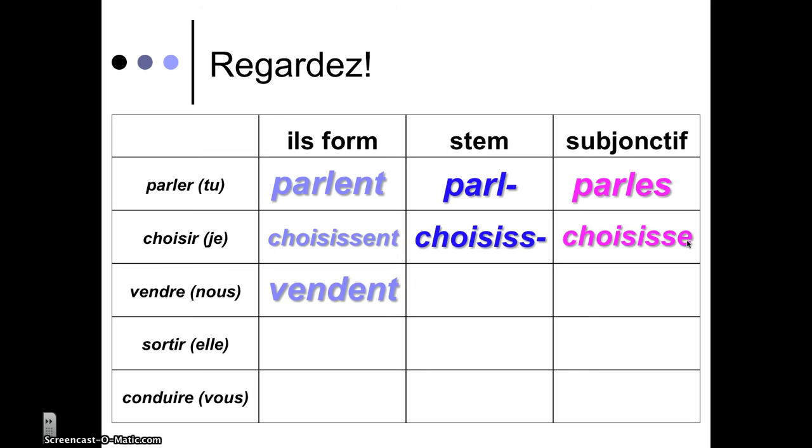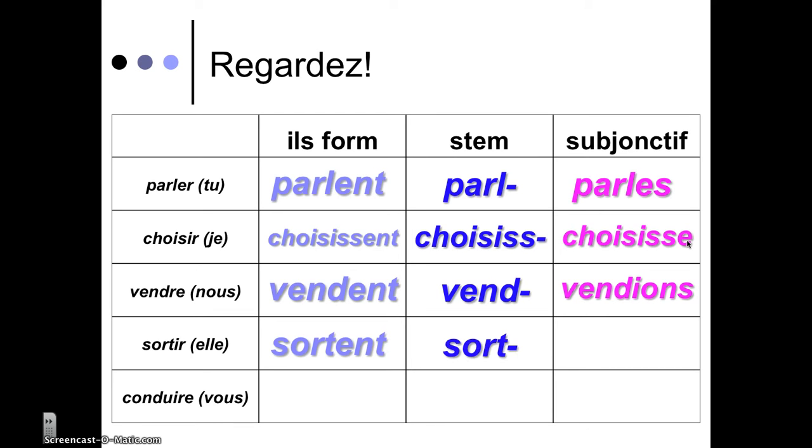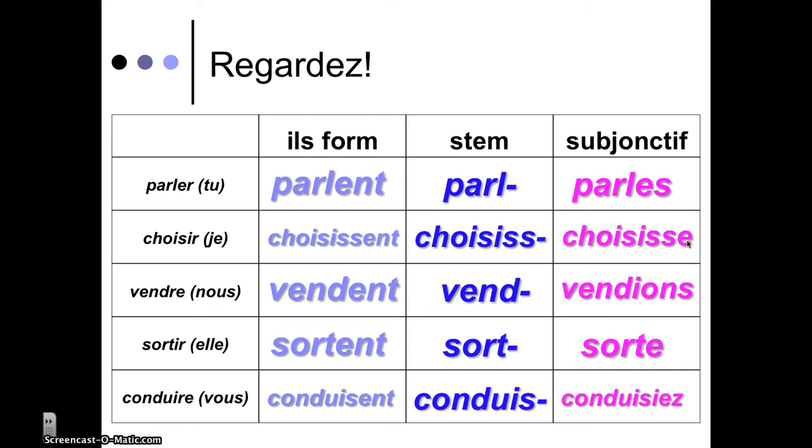Here's an re verb, vendre. So ils vendent, take off the ent, there's your stem, and then your ending, vendions. This looks just like the imperfect. So tons of similarities. We're just going to take a deep breath. We'll be fine. Think about sortir. That's an irregular verb in the present tense. Its ils plural form is sortent, which means our stem is sort. Then you put that e for your ending in the elle form, and we get elle sorte. Last one, conduire, also irregular in the present tense. So you've got conduisent, there's your stem, and conduisiez, that would be your subjunctive.